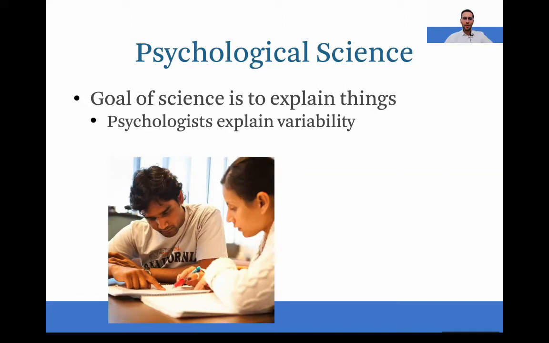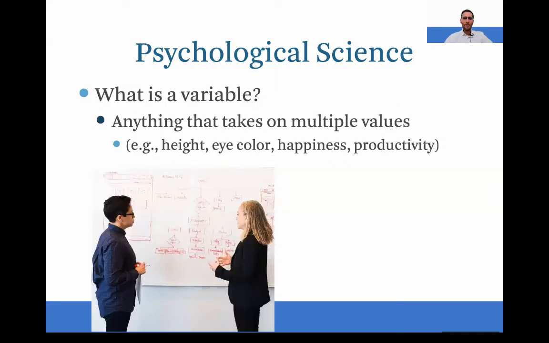A variable is anything that takes on multiple values. So, height is a variable. Weight is a variable. Not everyone has the same height or weight because there are multiple possible values that your height and weight can be. Eye color is another variable. And perhaps more of interest to psychologists, we have variables like happiness or life satisfaction, productivity at school or work, and other variables that are relevant to mental experiences.